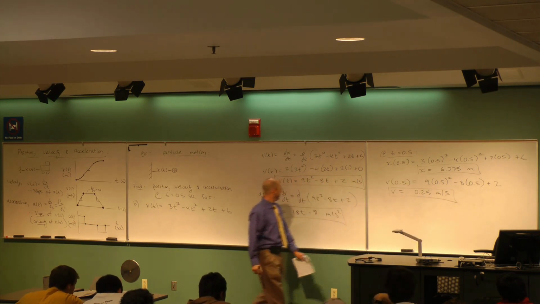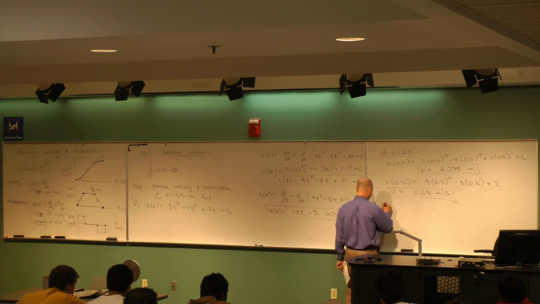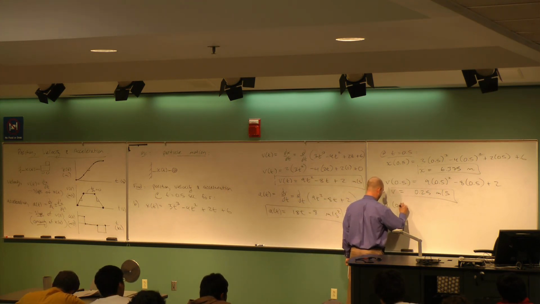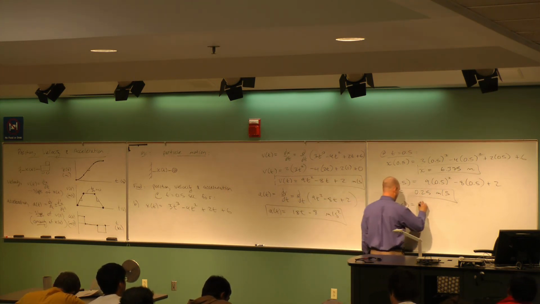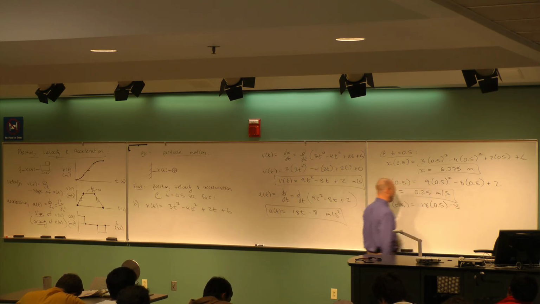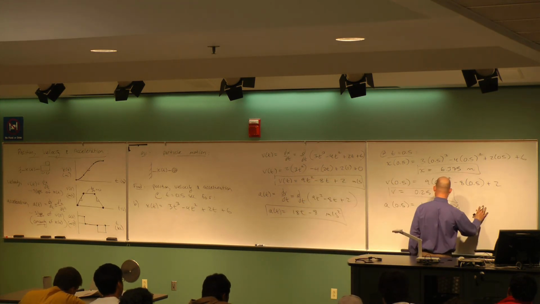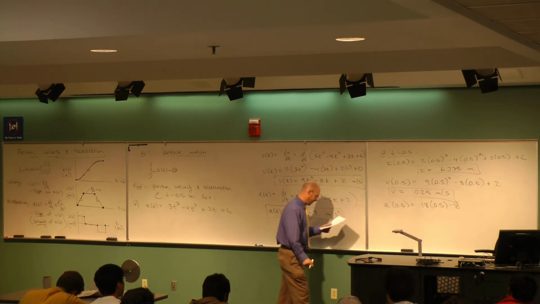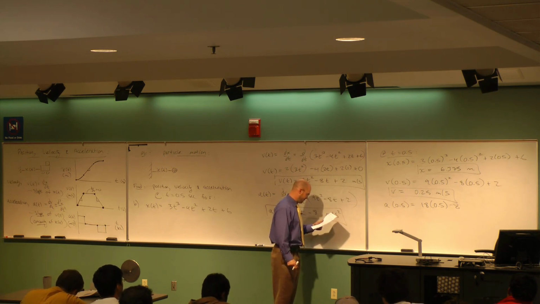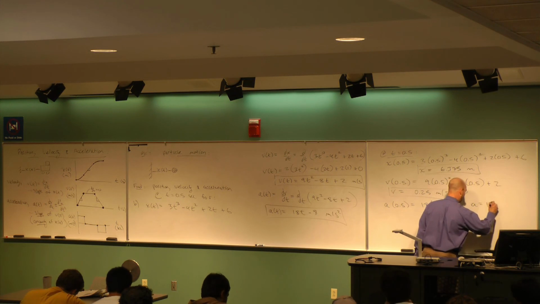Then finally, the easiest one is last. a of t is 18t minus 8. a of 0.5 is 18 times 0.5 minus 8. 9 minus 8 is how much? 1.0. So a equals 1.0 meters per second squared.